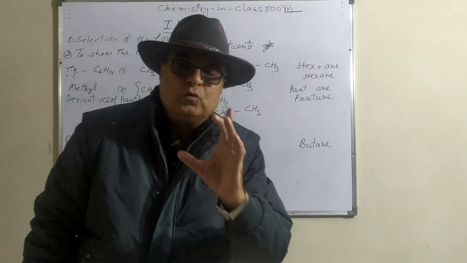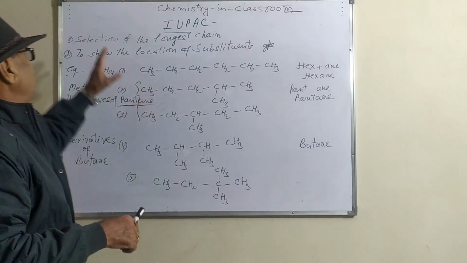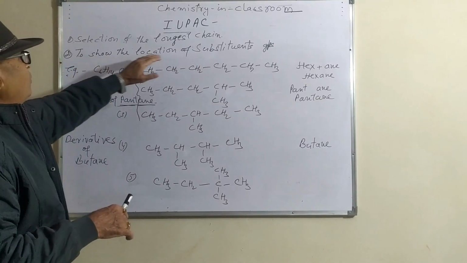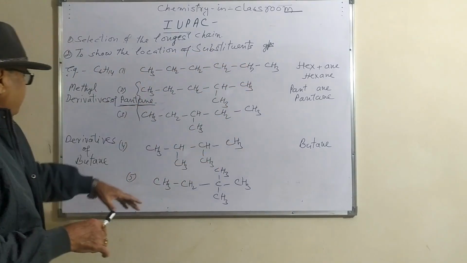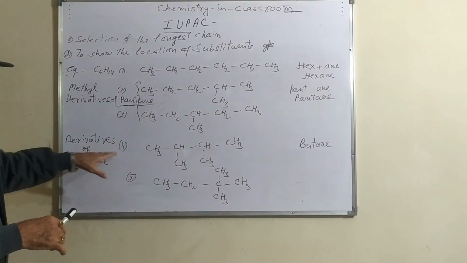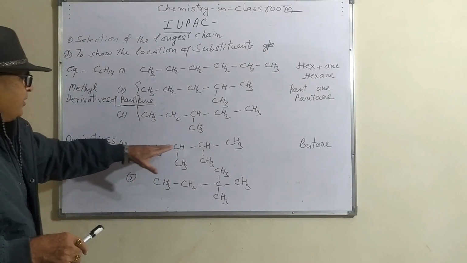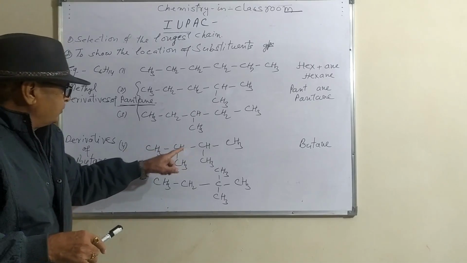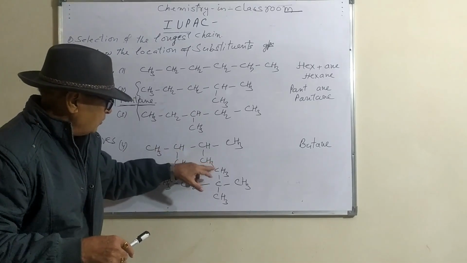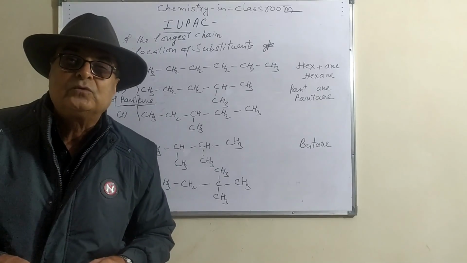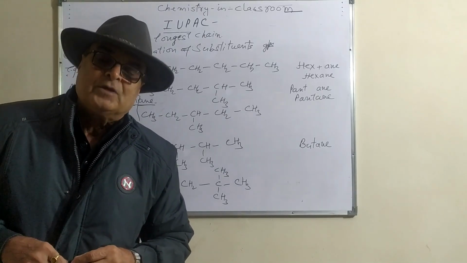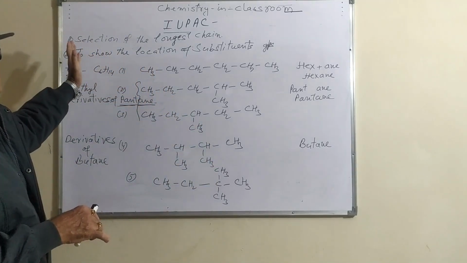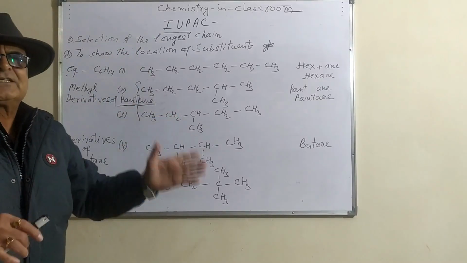So these 2 rules are very important. The first rule is the selection of the longest chain, and the second rule is to show the location of the substituent group. In the same manner, here I take a chain of 4 carbon atoms, so it is butane. Here both CH3 groups are present on 1 carbon. So again I need to tell you the location of the substituent group. To explain both groups, I will take an example.